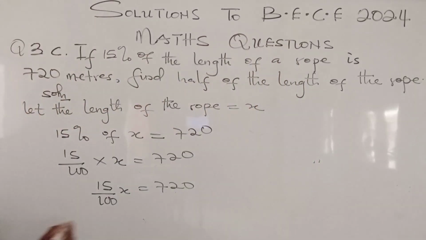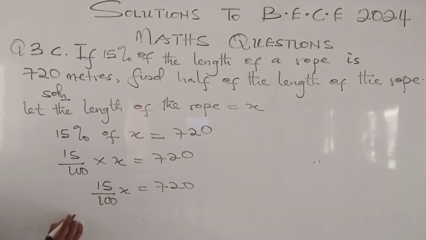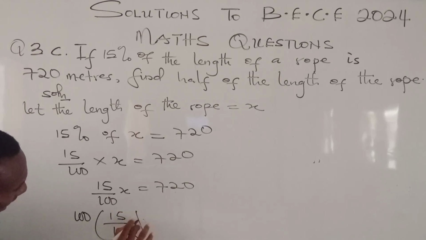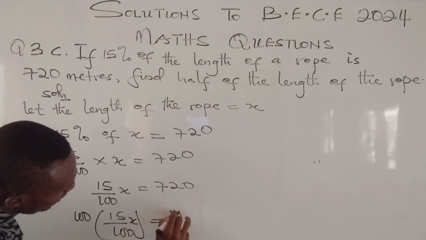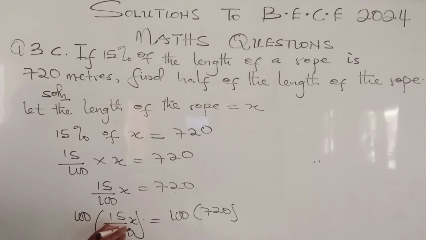Okay, so let's go ahead. I'll multiply this by 100 and this also by 100. So I'm going to have 100 times 15 over 100s. Okay, I hope you understand. The bracket means multiplication, equals to 100 times 720, so that this 100 will cancel this 100 away.